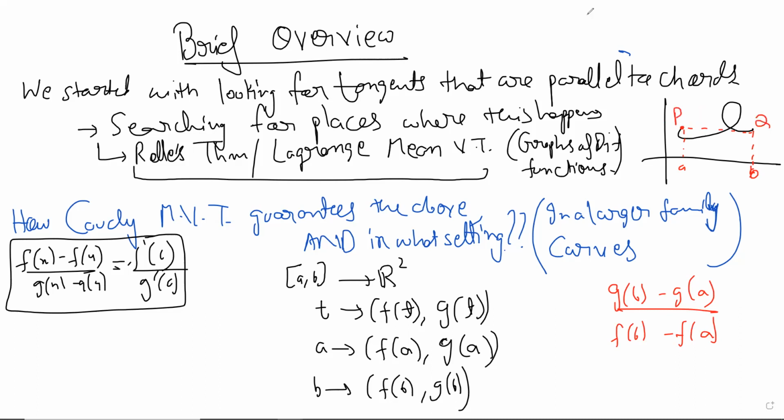This is P, this is Q. Then P is obviously FA comma GA. This is very often seen in physics, like this kind of thing, right? And then Q is FB comma GB, like velocity or position vector with respect to time and so on. Okay, then yeah, so this is the slope of the line. This is the slope of this chord. Okay.